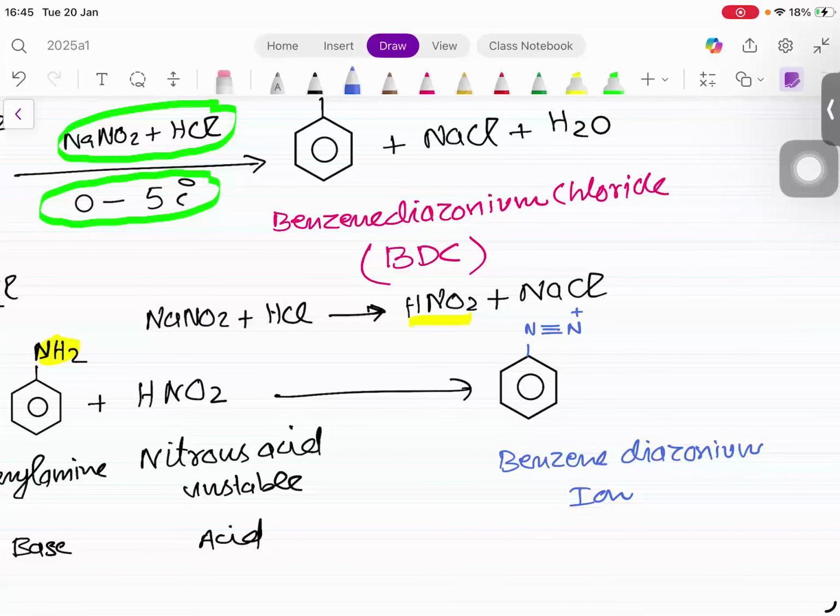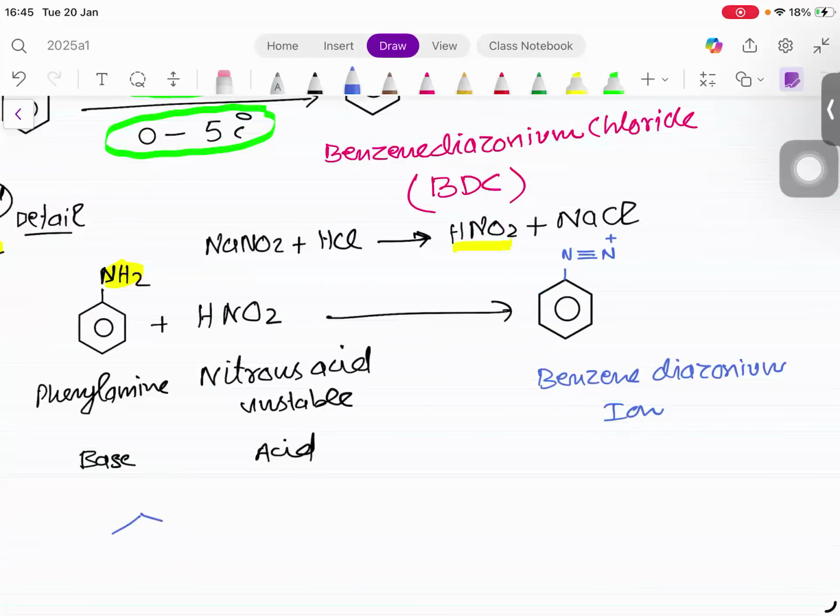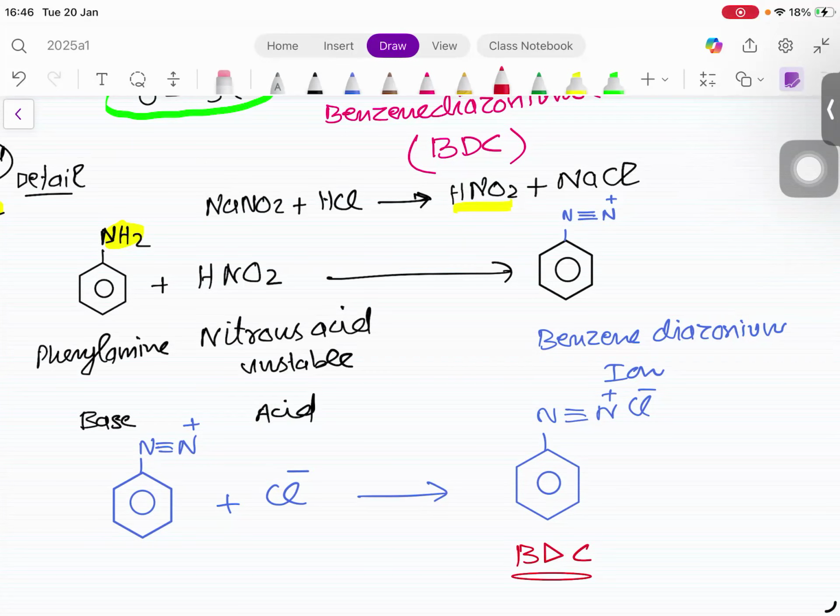Okay. And then in the next step, because benzene diazonium ion is formed, there is a lot of Cl negative ion already there because of NaCl. They turn into what? They turn into this. A salt known as benzene diazonium chloride. Okay? BDC. So here it is the complete detail. It's not a mechanism. It's just for the sake of your understanding how BDC is formed from phenylamine.